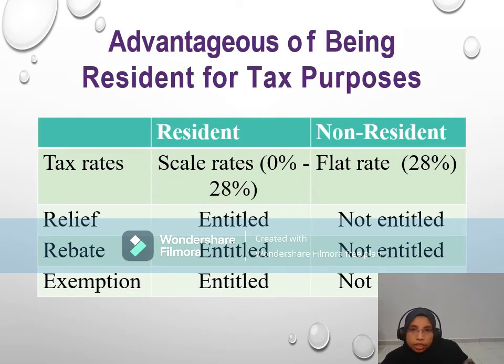Before you proceed to the explanation of section 7(1)(a) until section 7(1)(d), we should know what the advantages are. What are the advantages of being resident for tax purposes? We will see the tax rates for residents, which are scale rates, between 0% until 28%. For non-residents, tax rates are flat rates, which is 28%.